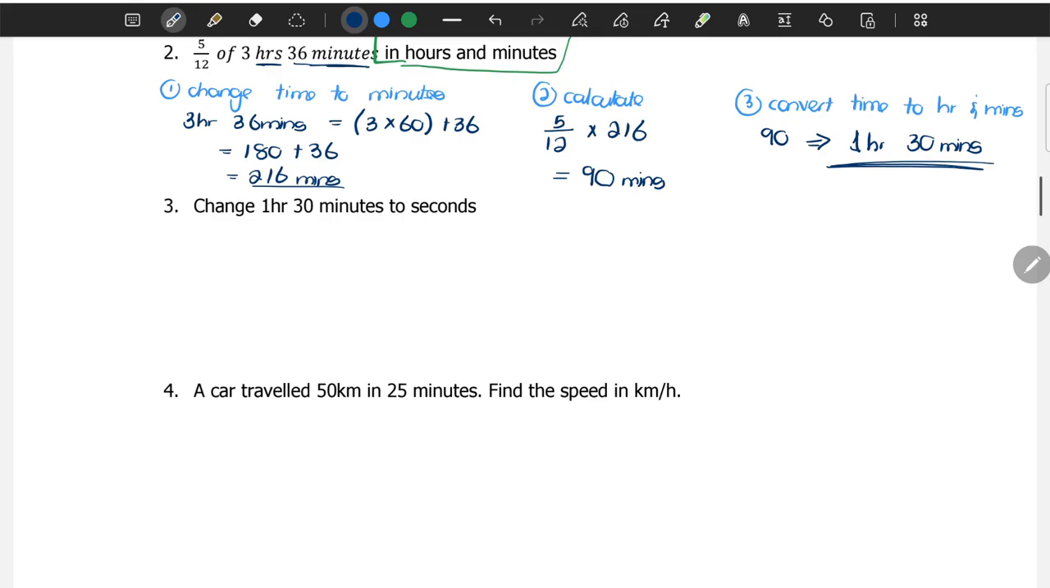Then the next question says change 1 hour 30 minutes to seconds, right? So first we change hours to minutes, and then minutes to seconds. So we have 1 hour 30 minutes. In minutes, that's going to be 1 hour is 60 minutes plus 30 minutes. Then that's 90 minutes.